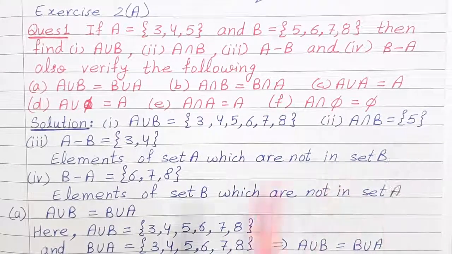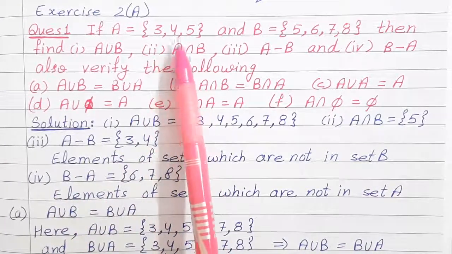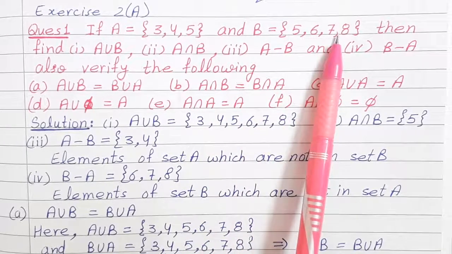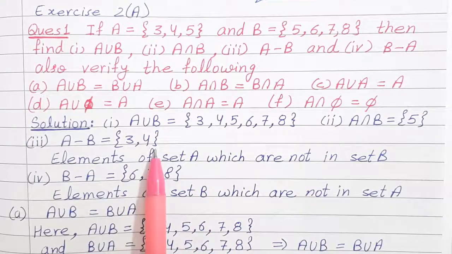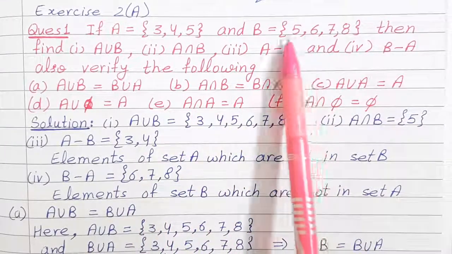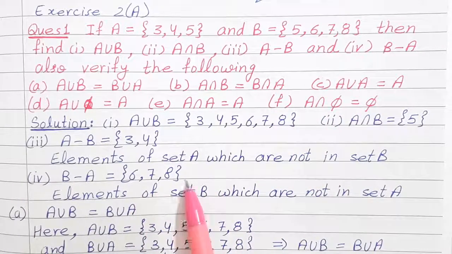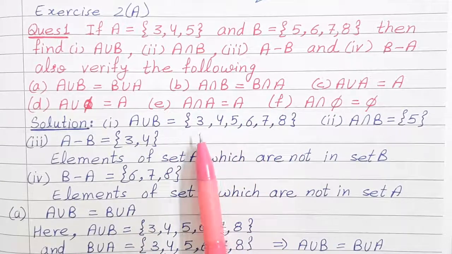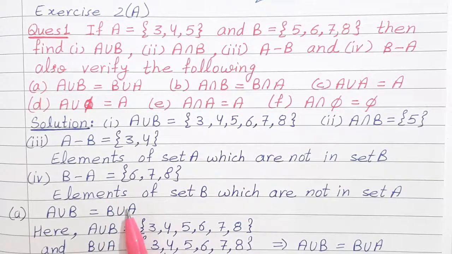Clear? Now, A minus B. Now, you can see in A and B, 5 is common, right? So, from A, remove 5. That is 3 and 4. Similarly, B minus A, from B, remove 5. So, you are left with 6, 7 and 8. Children, I hope it is clear with this question now. A minus B and B minus A. Now, you will not get confused with these two.